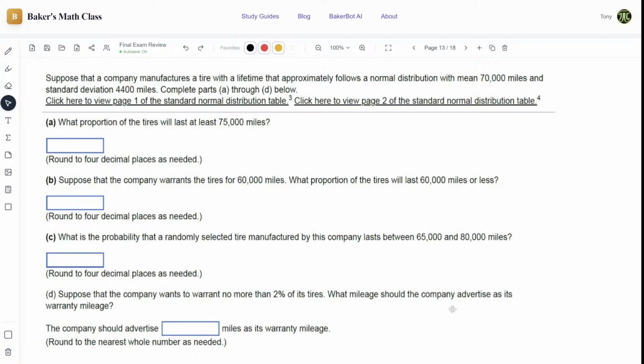All right, next one. The great tire problem.